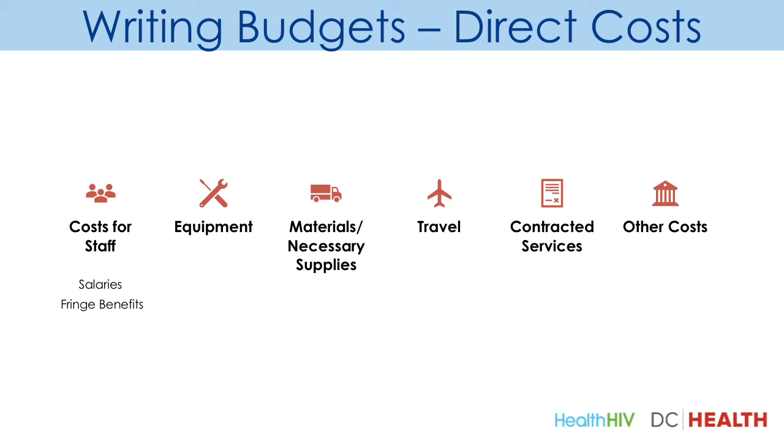Direct costs include the cost of personnel, costs like staff salaries and fringe benefits, and also included under this category of direct costs are costs for equipment, any needed materials or supplies, travel, and contracted services. Keep in mind that as you list certain items in your budget, you may want to include a budget justification to explain your need for any requested funds.